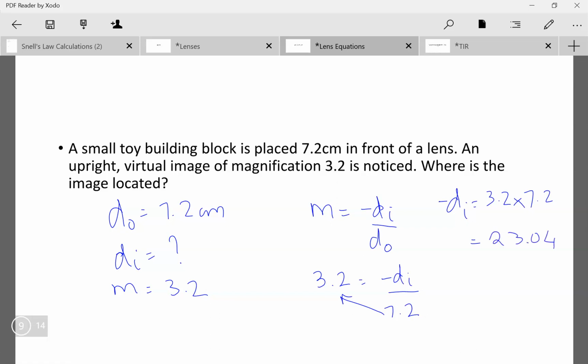23.04 is negative DI. So I'm just going to move the negative to this side, multiply both sides by -1. The negative can just shift over from one side to the other, right? So DI is negative 23.04 centimeters, and the negative sign here makes sense because it's a virtual image, so DI should be negative. So this is correct.